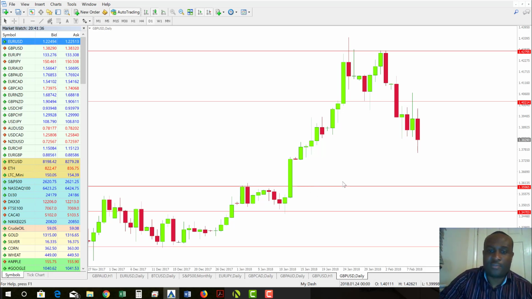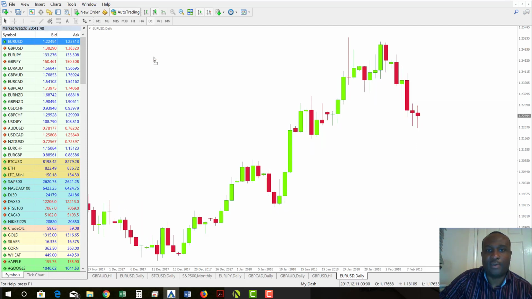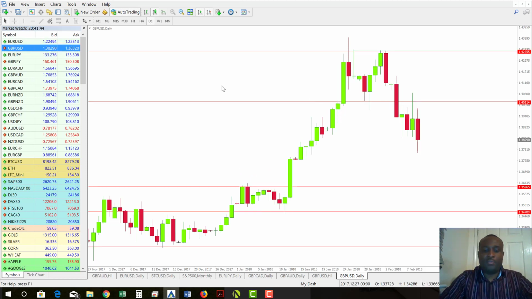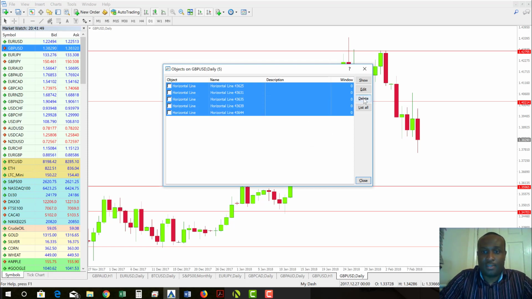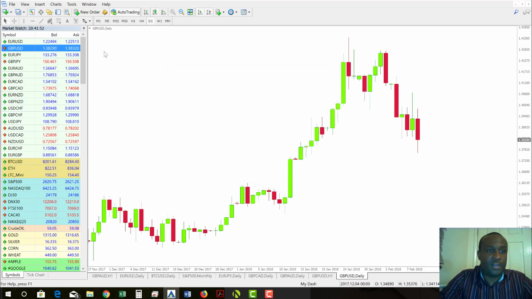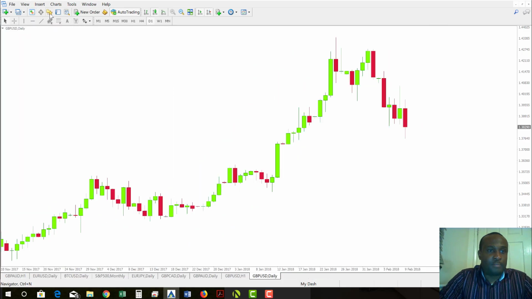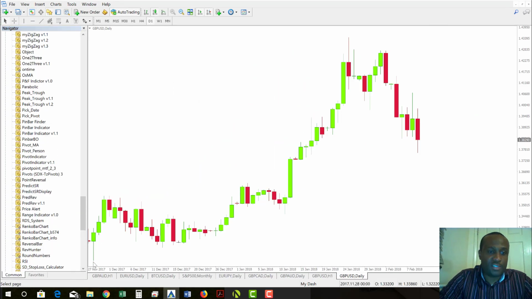Now the challenge with this is I've got to do this for every currency pair. So let me change the currency pair now, and you can see I've got to do the lines all over again. But in reality, I don't do this. I just use the 5TT support resistance lines.